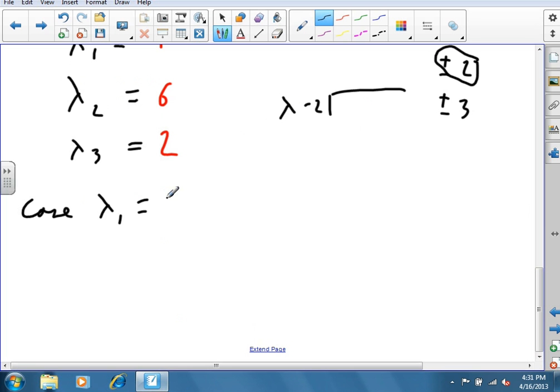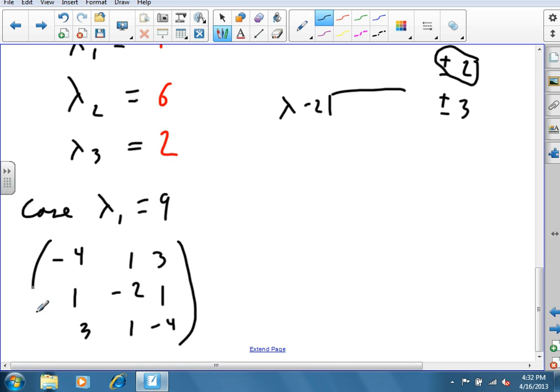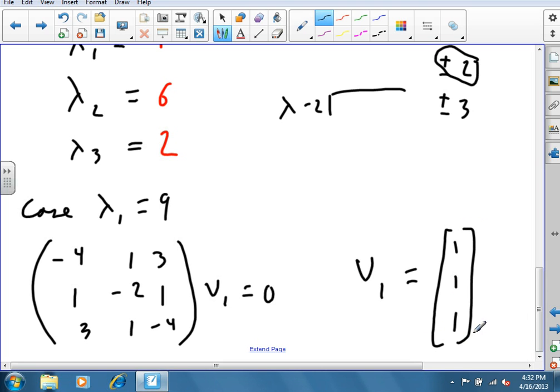Case 1. Lambda 1 equals 9. Okay, so I've got minus 4, 1, 3. I've got 1, minus 2, 1. I've got 3, 1, minus 4 times V1 has to be 0. So by inspection, V1 has to be 1, 1, 1. You were going to tell me that, right? Yeah, it was on the lips.